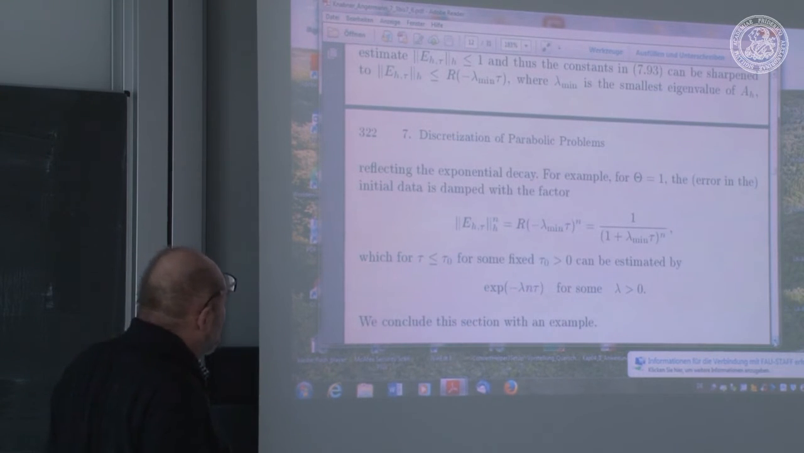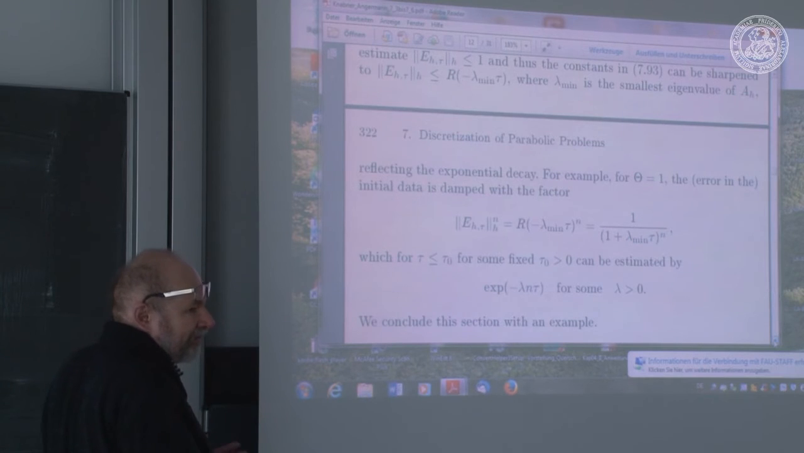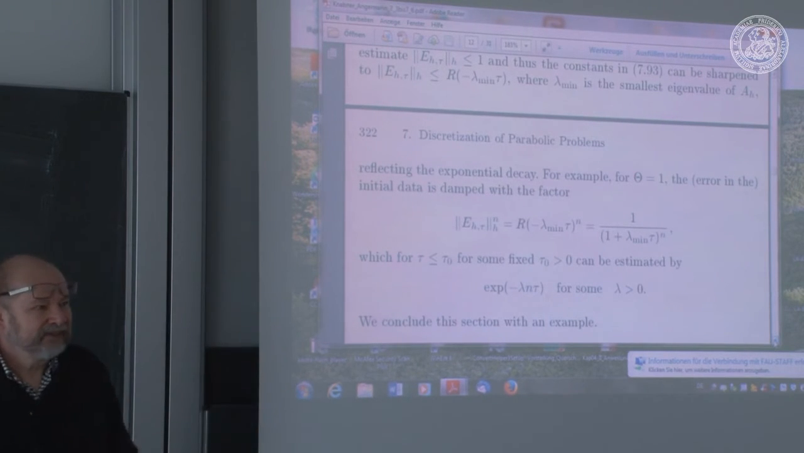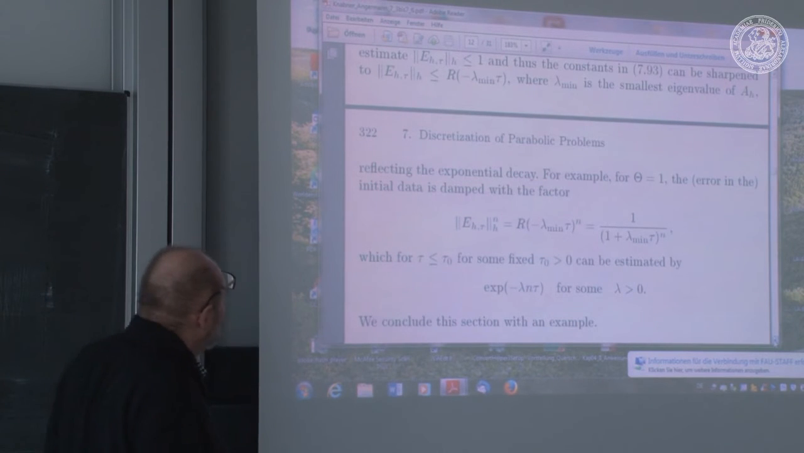And if we want to have it look like the exponential decay, we can also do so if we restrict ourselves to time step sizes smaller than some upper level, tau 0. This is quite reasonable because at least the length of the interval is a natural upper bound for the time step size. And usually one can take this tau 0 much, much smaller. In this case, we can even estimate a function like this by a corresponding exponential function.